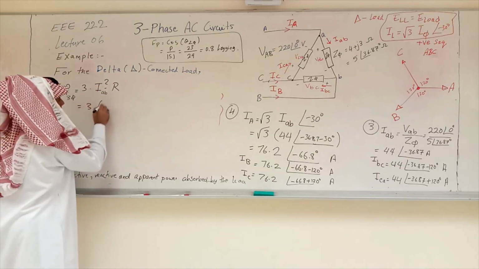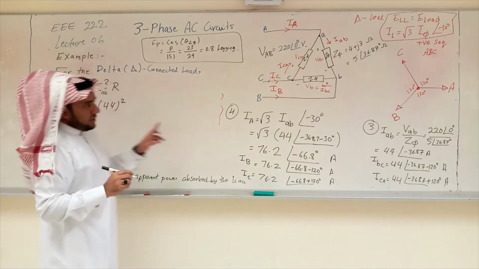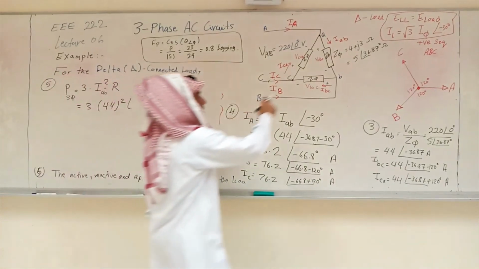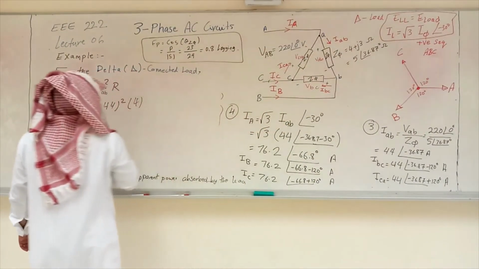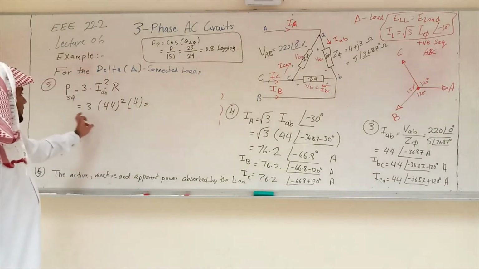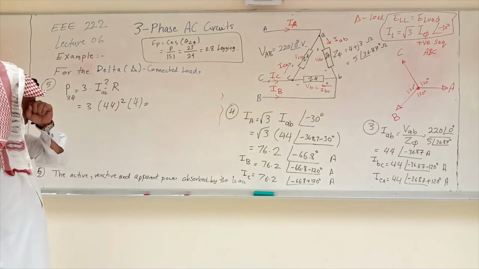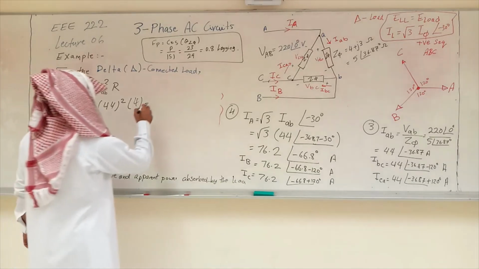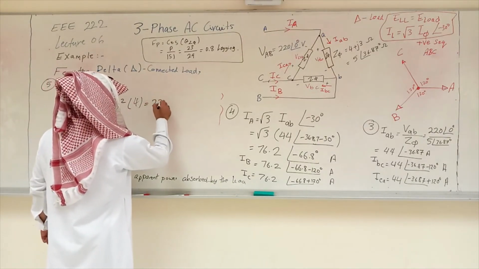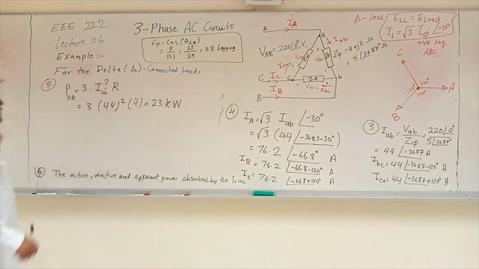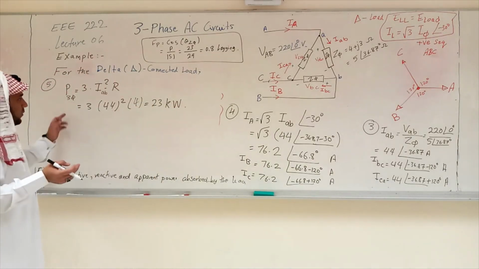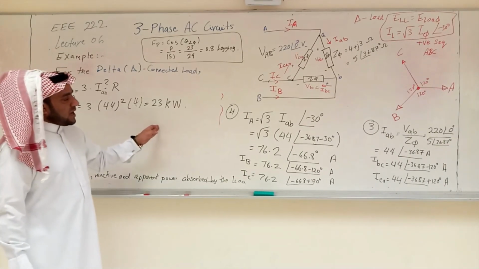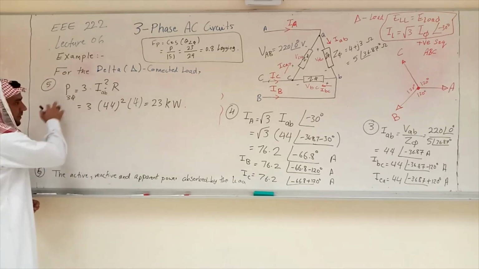So this is 3 times 44 square. Load current is 44 times how much is my resistance? My resistance is 4. So this will be something like 12 times 44 times 44. We're talking about 24,000 almost, or 23. So if you check by calculation, you should get something similar to 23 kilowatt. Or we can use also the other formula, which we used in the last example, 3 times voltage times current times cosine of theta, right? But this one is direct.